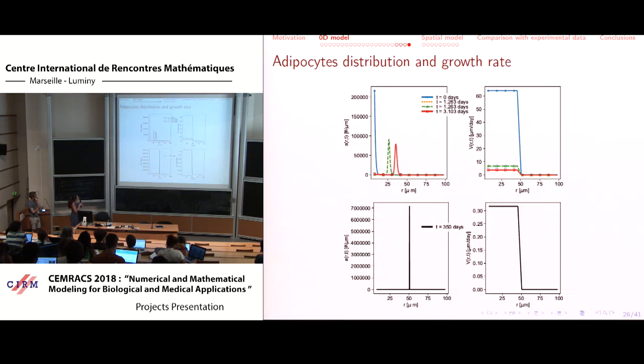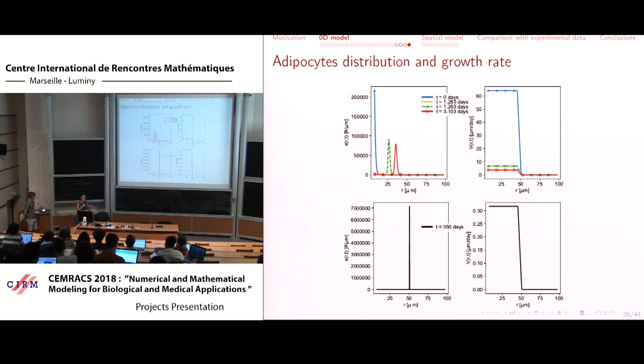In this slide, we observe the distribution of adipocytes with respect to the radius. In the first image, we see the initial setting, that is the blue line. So we have that, as I said before, all the adipocytes have a minimal radius. And we observe that they grow very fast.